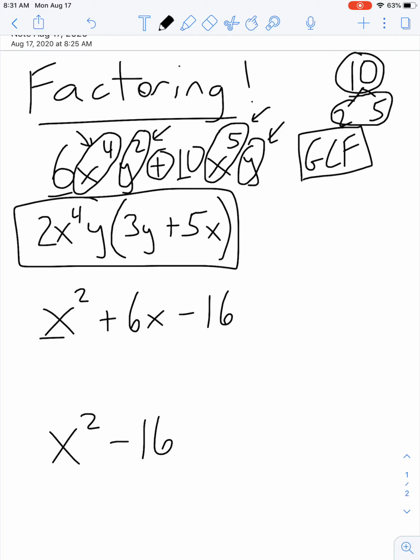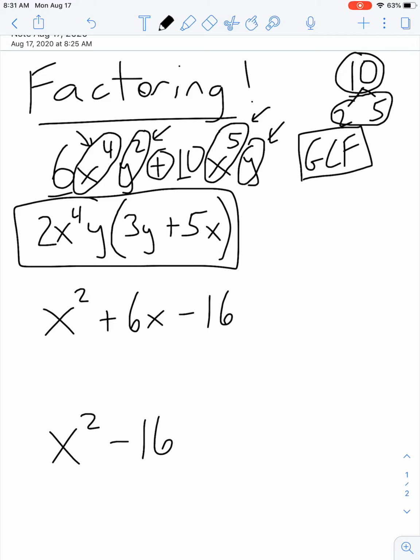Okay, I have x squared, I have x, and I have no x's here. I can't take any x's out because I have to take the same amount out of every single term, and there's no x's on the last one. What that means is there is no GCF on this problem. There's no GCF. But there is still a way to factor this.